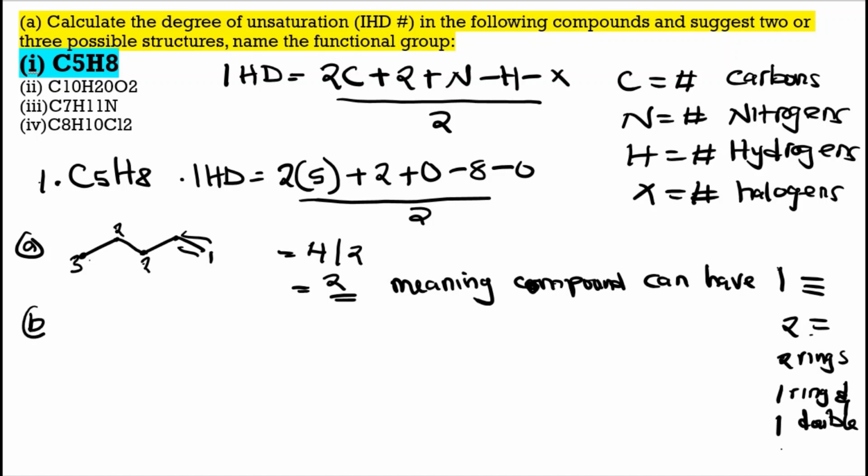For the second, we said that since it has a degree of unsaturation of 2, it can have 2 double bonds. So you count carbon number 1, number 2, number 3, number 4, number 5.